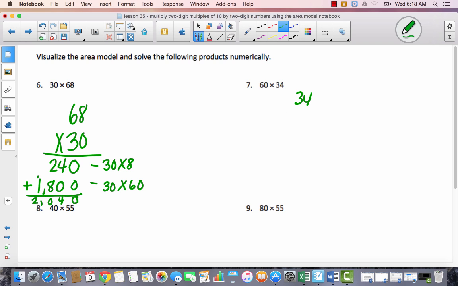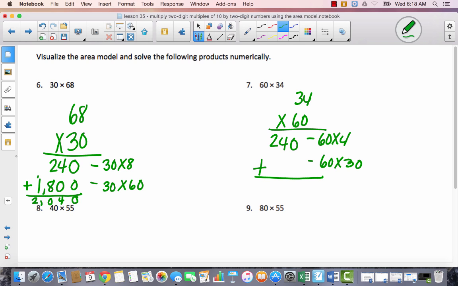34 times 60. Okay, so that is 60 times 4 and 60 times 30. Why don't you see if you can finish this by yourself and then come back and check. All right, so 60 times 4 is 240. 60 times 30 is 1,800. Now we're going to add 0, 4, 10, and we get 2,040. Same answer as we got for the other one, just different numbers.